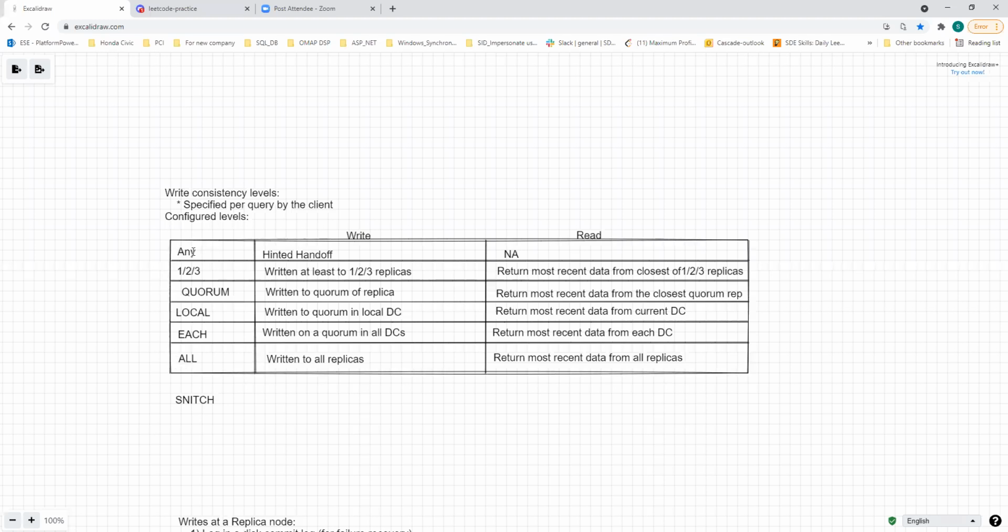So ANY is for the write, and what does it actually mean for the read? Even if only one node is available, the write will be accepted, but there is no equivalent for a read in that case. And then 1, 2, and 3, maybe if there are 3 nodes, 1, 2, or 3 nodes as a replication factor. So for a write request, it has to be written to 1 or 2 or 3 replicas. And for the read, you'll have to return the most recent data from the closest of the 1, 2, or 3 replicas.